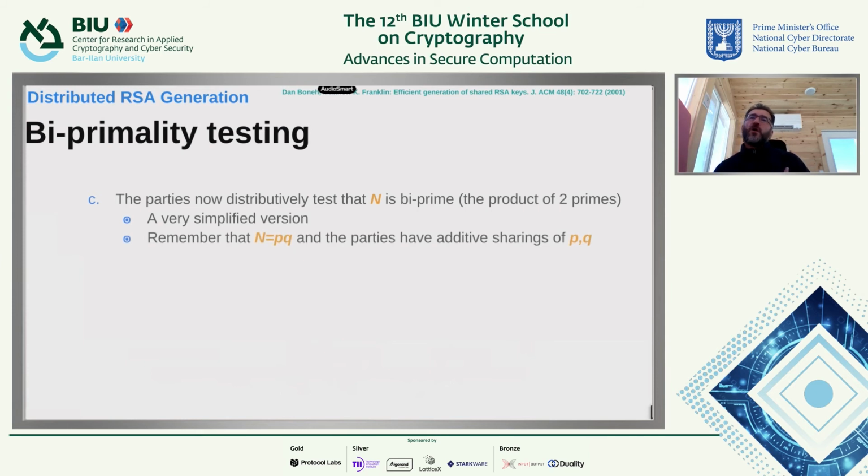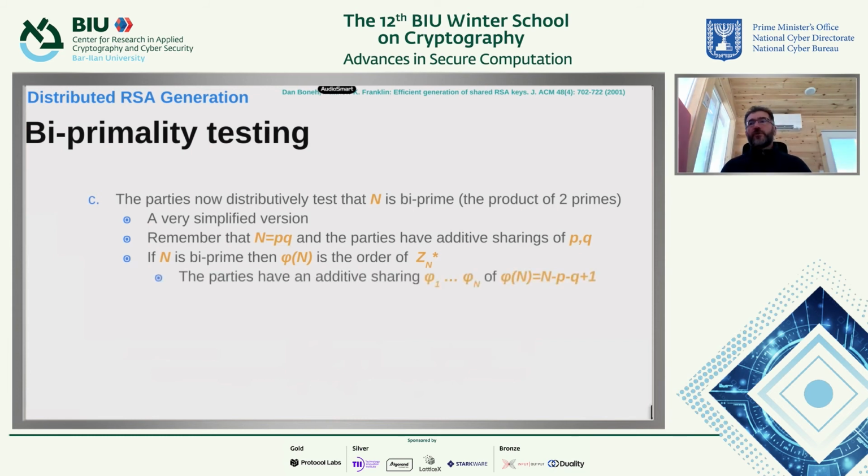So, if N is the product of two primes, then phi of N should be P minus 1 times Q minus 1, which should be the order of Z_N star. That is not true if N is not biprime. That's basically the idea of this test.